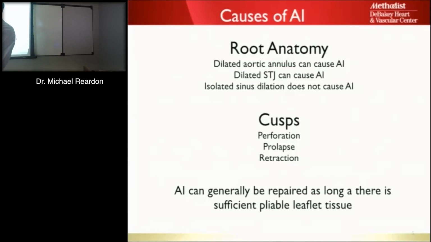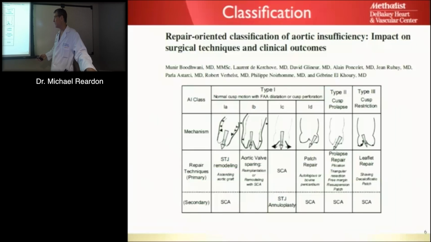If you dilate the annulus, it pulls the valve apart, and you get AI. If you dilate the sinotubular junction, it pulls the posts apart, and you get AI. If you dilate the sinuses, all you get is a big aneurysm, it ruptures, and you die. That's important to understand, because people think big sinuses lead to AI. They don't, but a big annulus and big sinotubular junction do. And then the cusp: you can perforate it, prolapse it, or get a retracted cusp. Retracted is things like rheumatic disease, prolapse is often bicuspid valves, and perforation is usually endocarditis.